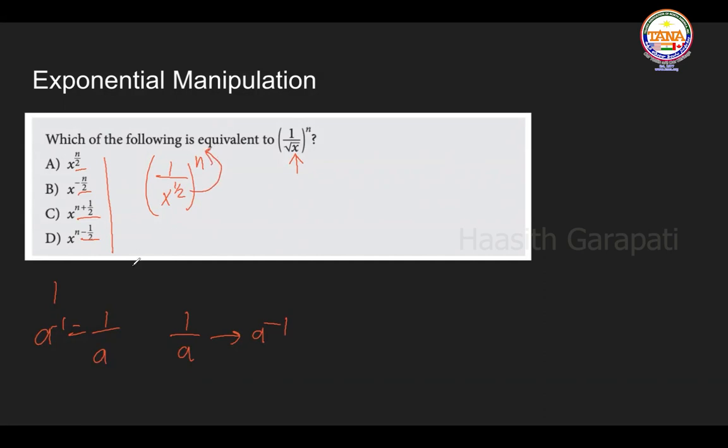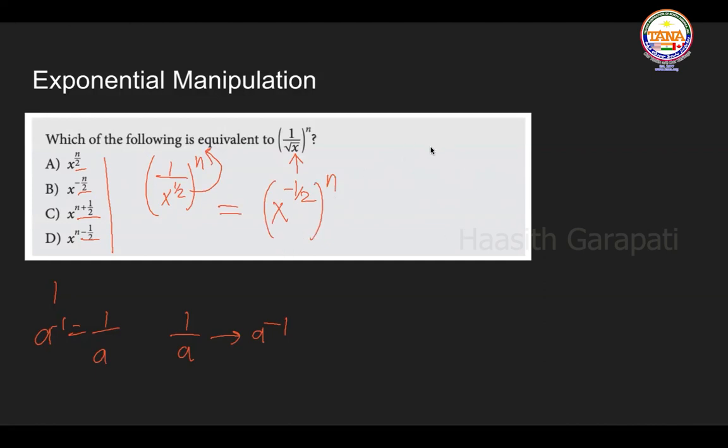And in the process, here's the thing. When you are reciprocating exponents, the exponent value that they have, its sign changes. So if it was a positive, it changes to a negative. If it was a negative, it changes to a positive. So this is going to be equal to x to the power of negative 1/2 to the power of n.